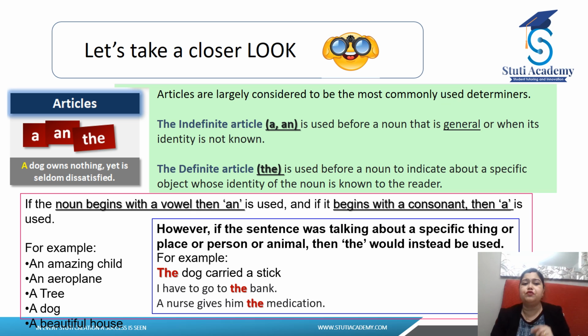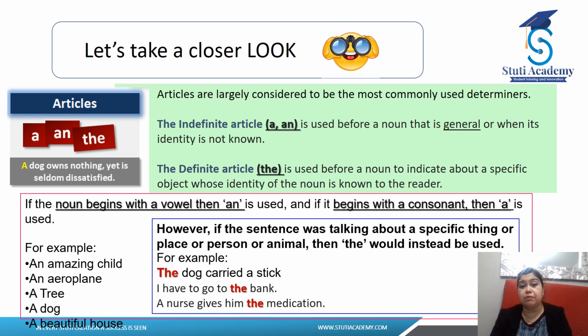Okay. So for example, if you look at your slide, you have an amazing child, an aeroplane. So when the noun is starting with a vowel, you will use the indefinite article an. And a tree, a dog, a beautiful house. So when the noun is starting with a consonant, you will use the indefinite article a.